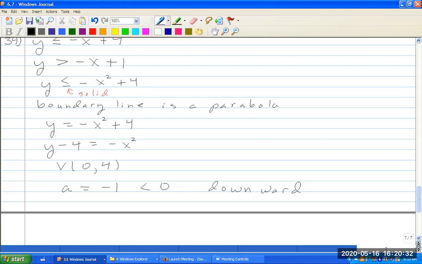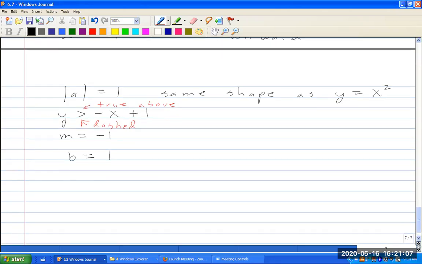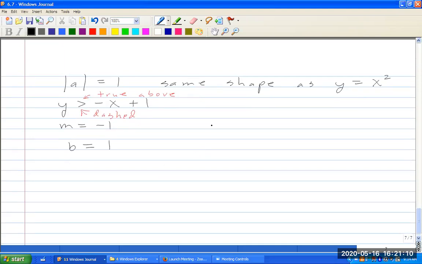Next, let's look at y greater than -x plus 1. So this is going to be true above, and this will be a dashed line, dashed boundary line. The slope here is -1, and the y-intercept is 1. Okay, so let's do that. Let's draw the graph here.